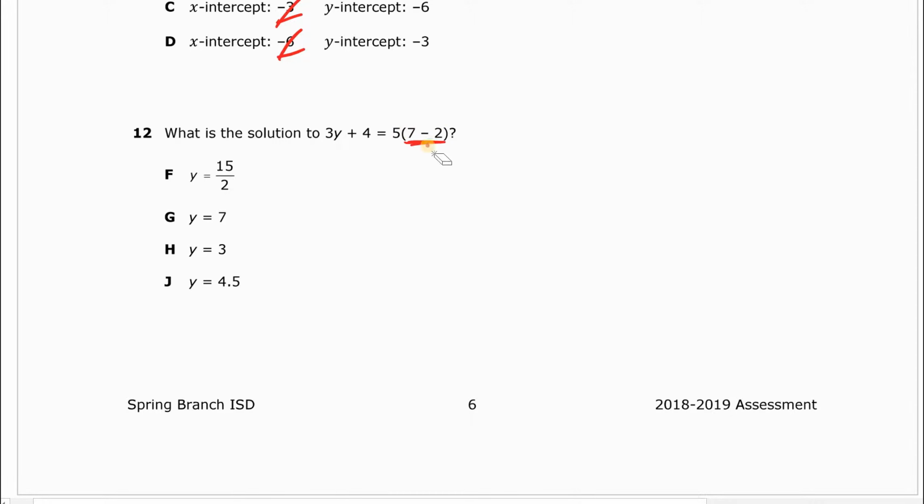7 minus 2 is equal to 5. So that's inside the parentheses, bring everything else down. 3y plus 4. 5 times 5 is 25. 3y plus 4 equals 25. Now we're simply solving for the variable. How do we get rid of that 4? Right now it's adding, so to do the opposite, we subtract.